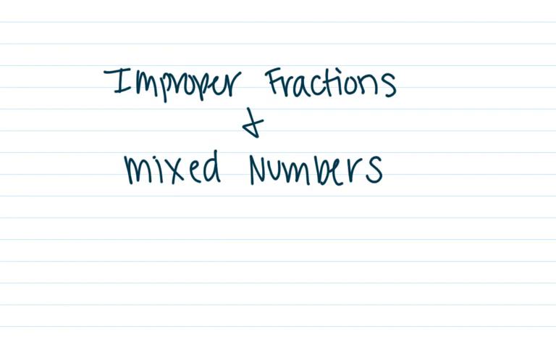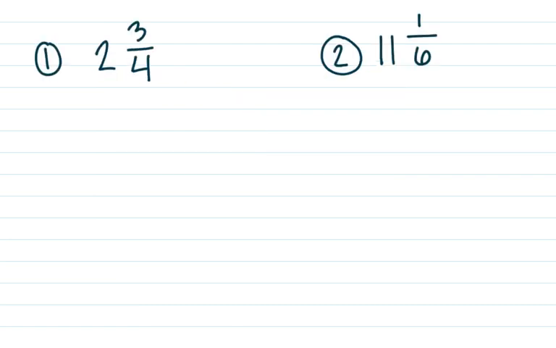Mixed numbers are fractions that have a whole number next to them. So they're a whole number with a fraction. Improper fractions have a bigger numerator than a denominator. That is because they secretly have a whole number there that we will pull out to turn it into a mixed number. So let's go ahead and jump in.